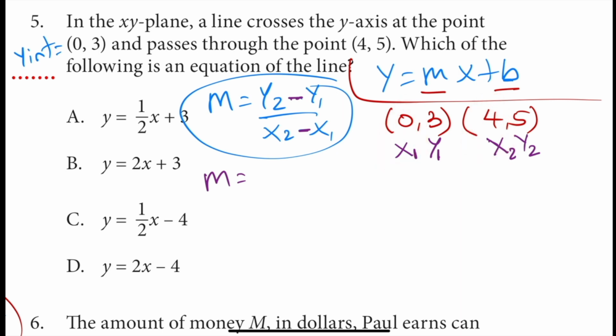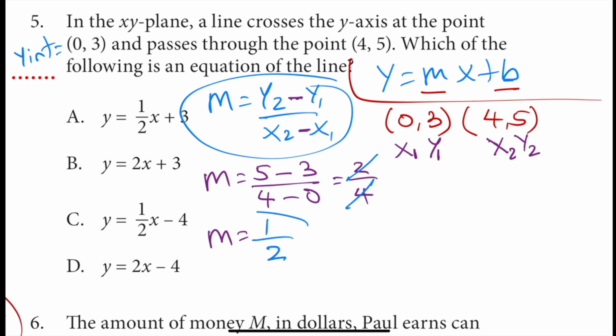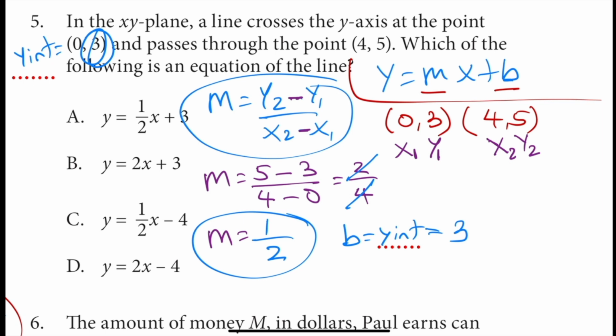All right, plug it back in. y2 is 5 minus y1 is 3, over x2 is 4 minus x1 is 0. 5 minus 3 is 2. 4 minus 0 is 4. And I want to simplify this. Divided by 2 on the top gives you 1, and divided by 2 on the bottom gives you 2. So my slope is 1 over 2. Now I have my slope. And remember, my y-intercept, which is B, is equal to the y value of this point, which is 3. Therefore, my equation of the line is y equals m.